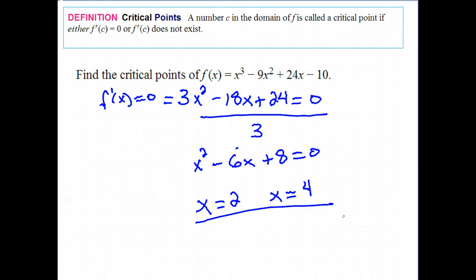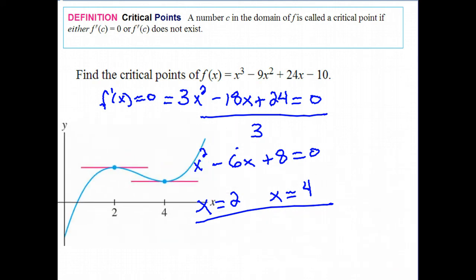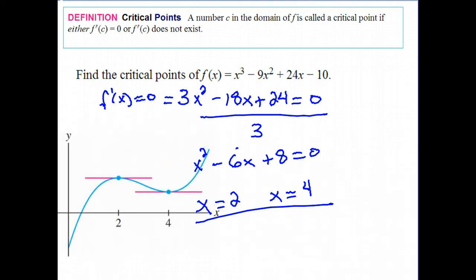But before we move on, we have to ask ourselves, is f prime of x ever undefined? So is there a point where x squared minus 6x plus 8 is undefined? It's a quadratic, and so we know, no, it's defined for all real numbers x. So therefore, these are the only two critical points. And if we look at the graph, we see that they are the two critical points at 2 and 4, and 2 happens to be a max, 4 happens to be a min.